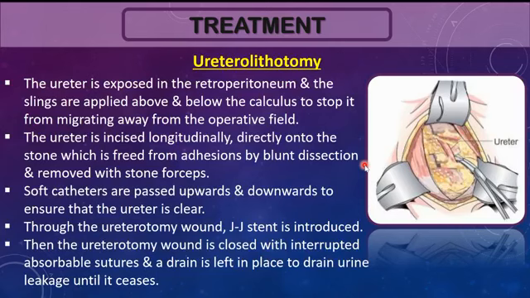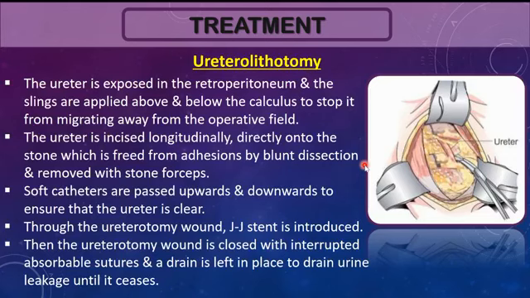So the ureter is exposed in the retroperitoneum, and slings are applied above and below the calculus to stop it from migrating away from the operative field. The ureter is incised longitudinally. After giving two stay sutures over the ureter, make an incision longitudinally directly onto the stone, which is freed from the adhesions by blunt dissection, and remove the stone with forceps.